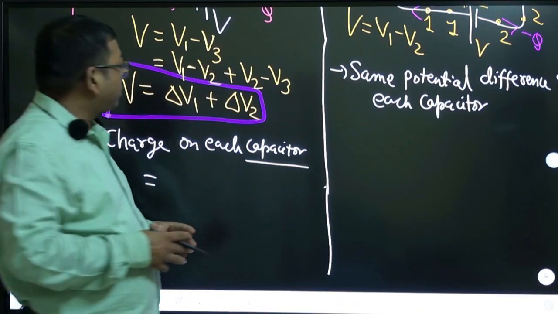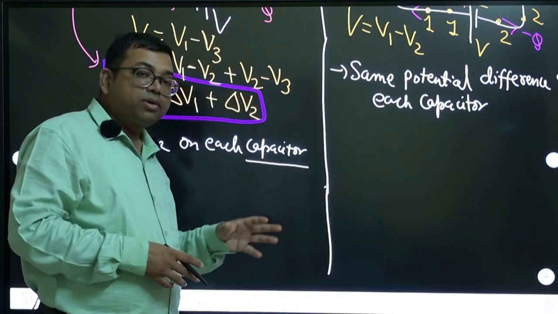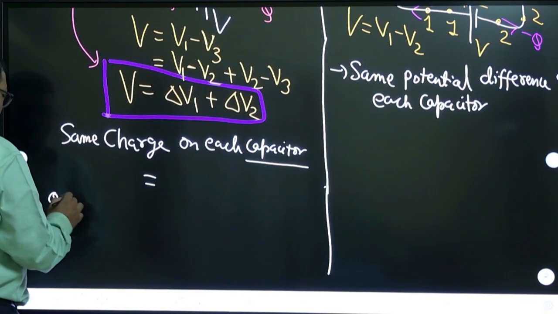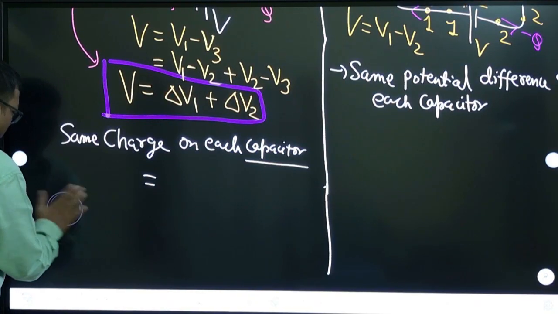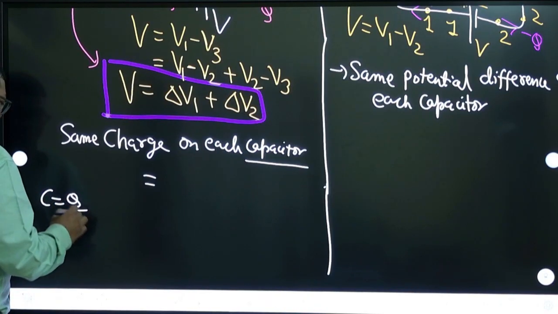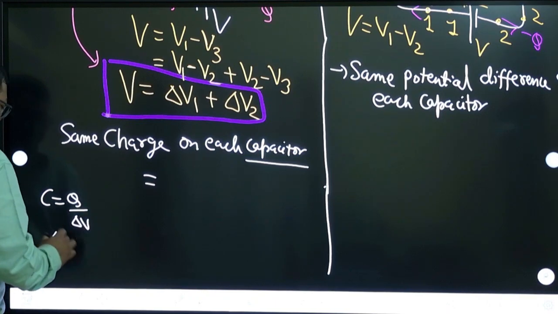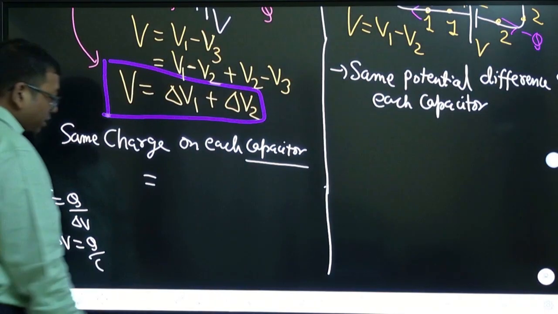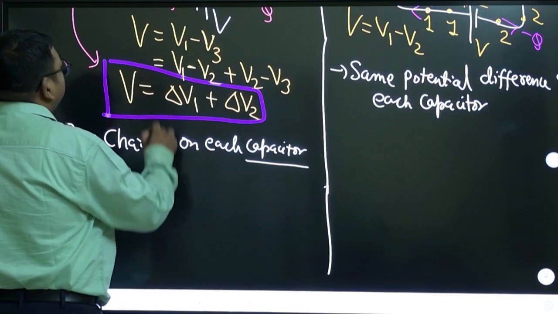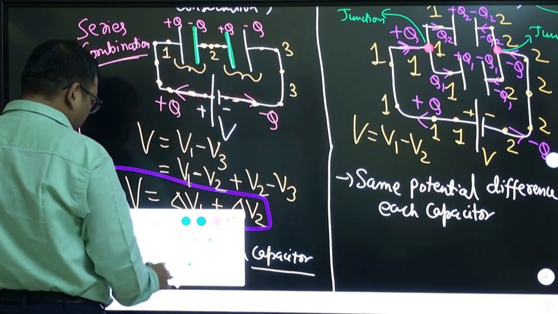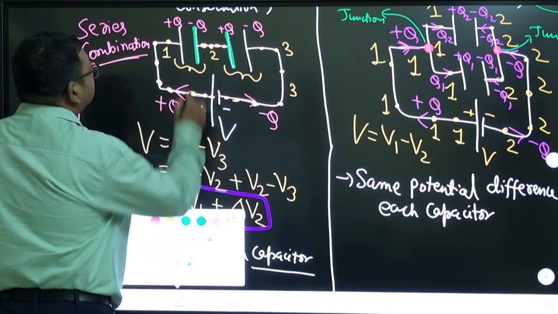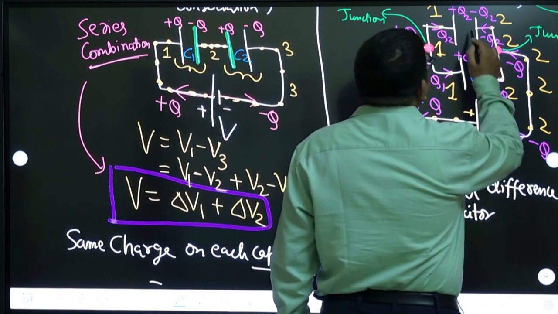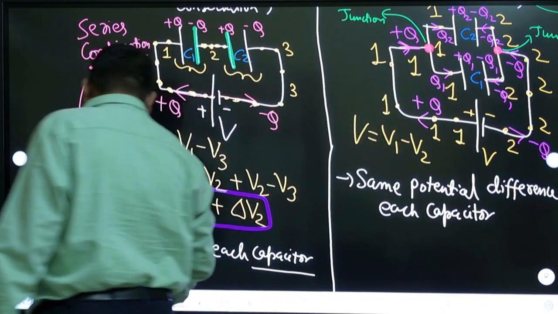Now let us write the capacitor formula. C is Q by the potential difference, so the potential difference can be written as charge by capacitance, right? So here in this series, let us say this capacitor is C1 and this capacitor is C2. Here also, let us take this as C1 and this as C2. Try to use this idea here.